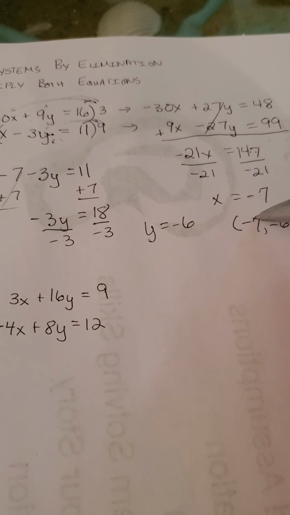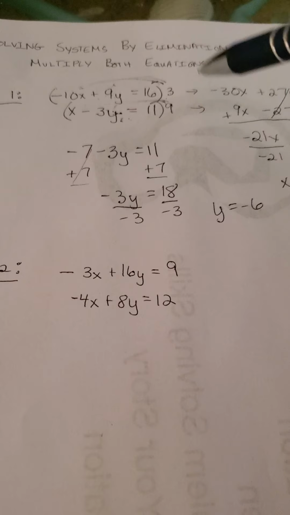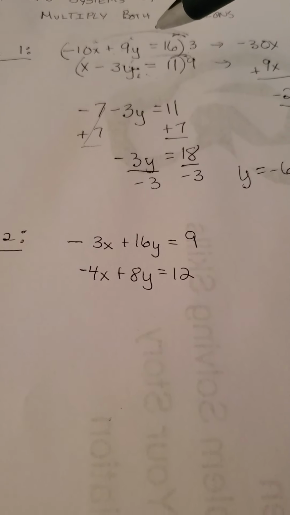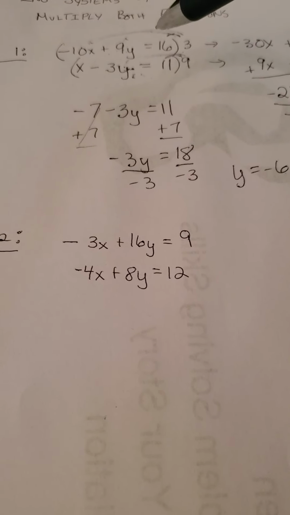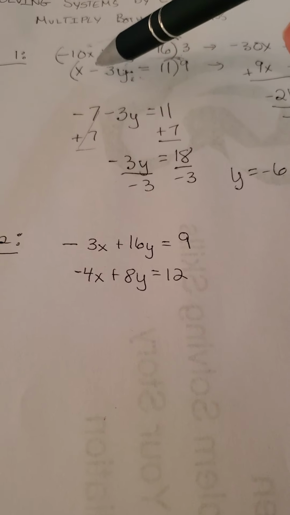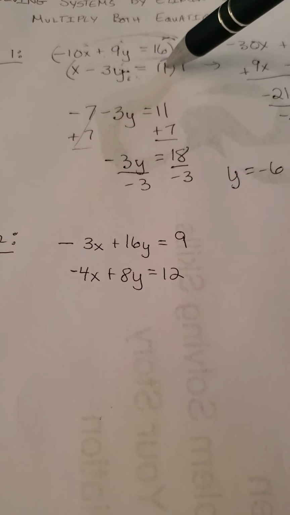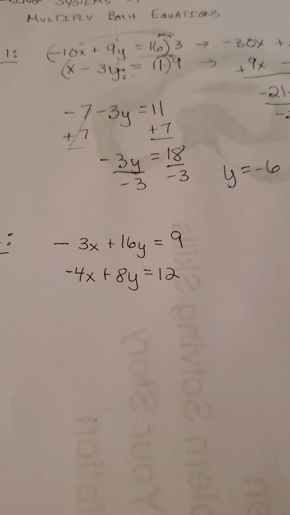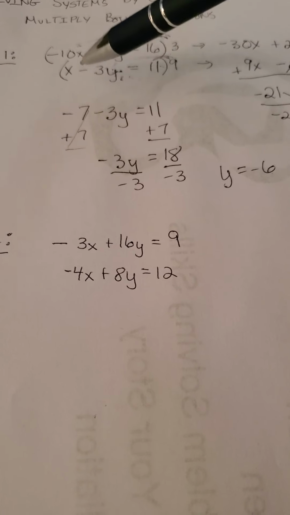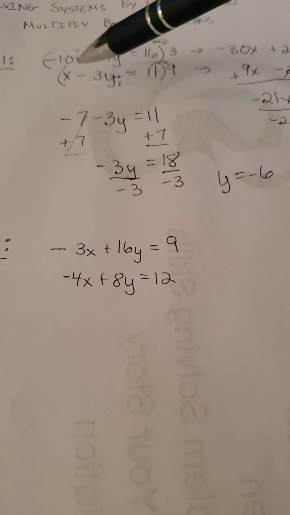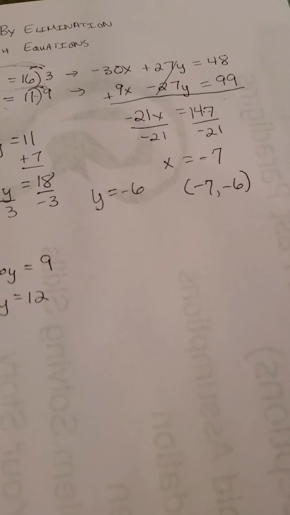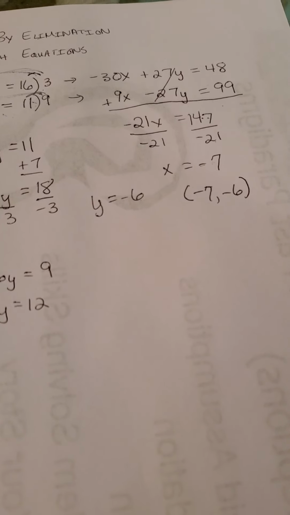And remember, I can plug in to make sure that's right into these equations. So I can say -10 times a -7 is 70. 9 times a -6 is 54. 70 minus 54 is 16. That works. Put in -7 for x and -6 for y in the other one. I can say -3 times a -6 is 18. So -7 plus 18 is 11. So that works. So that is the solution to my problem, -7, -6.